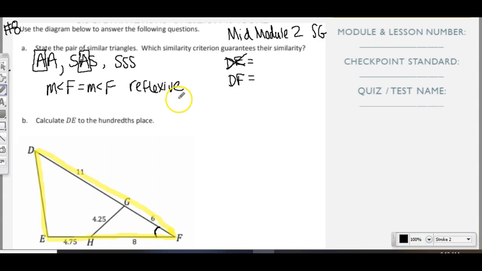Very good. So do you see where that comes from, Gracie? If D to G is 11 and G to F is 6, then from D all the way down to F is 11 plus 6, which is 17. And then what about the third side of our big yellow triangle, EF? How long is that side?